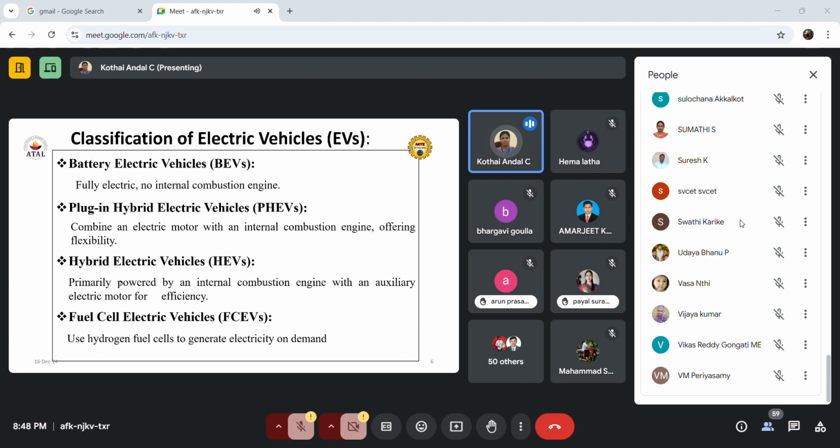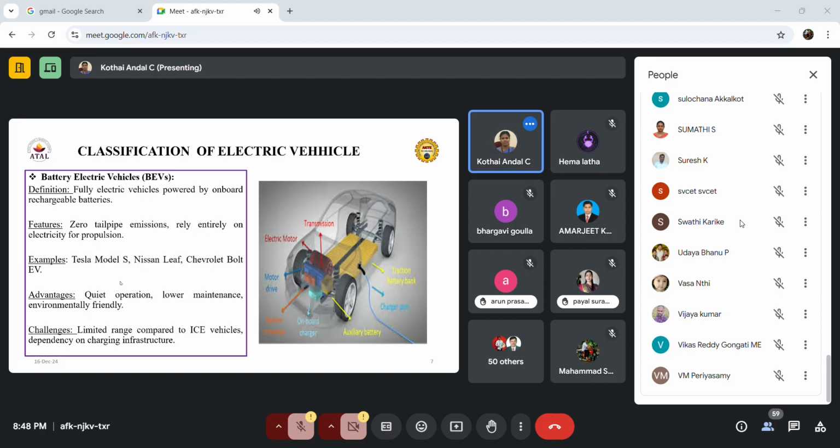Next, fuel cell electric vehicle. If you come to that, here the fuel is hydrogen. So hydrogen fuel cells will generate the electricity to propel the motor. So that is the futuristic EV. This is the major classification.